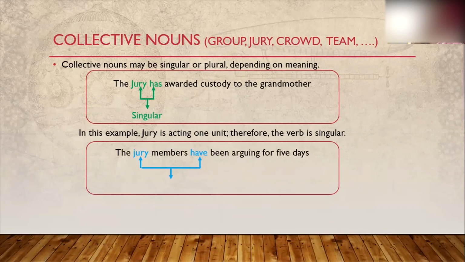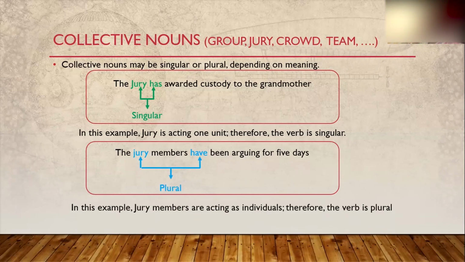Further moving on to the next example, the jury members have been arguing for 5 days. In this example, jury members and have both are plural. So in this example, jury members are acting as individuals, therefore the verb is plural.